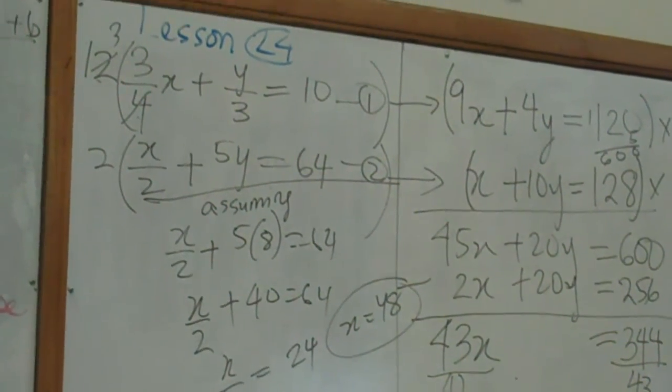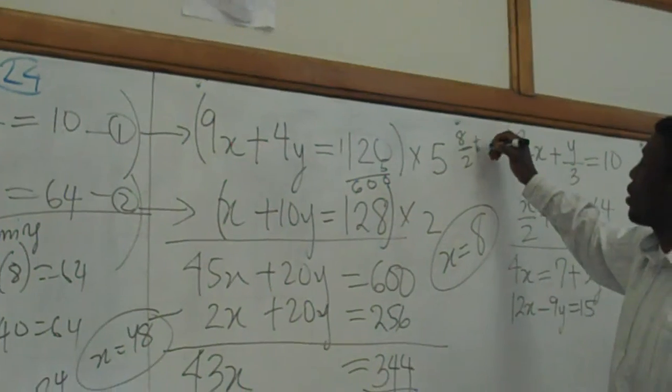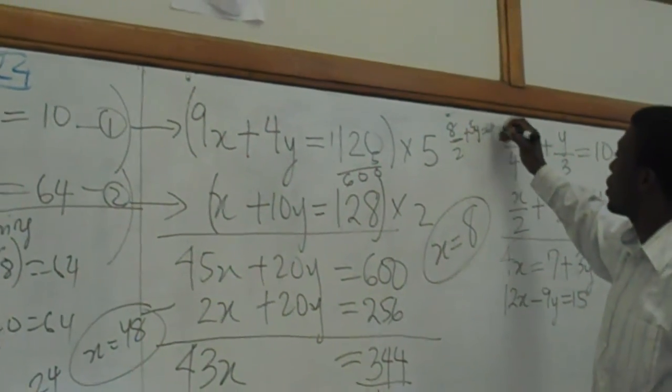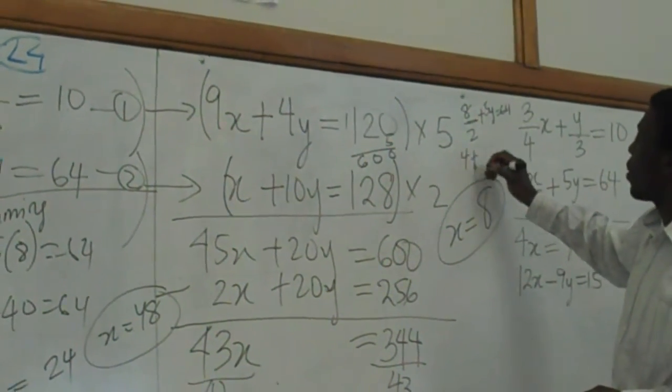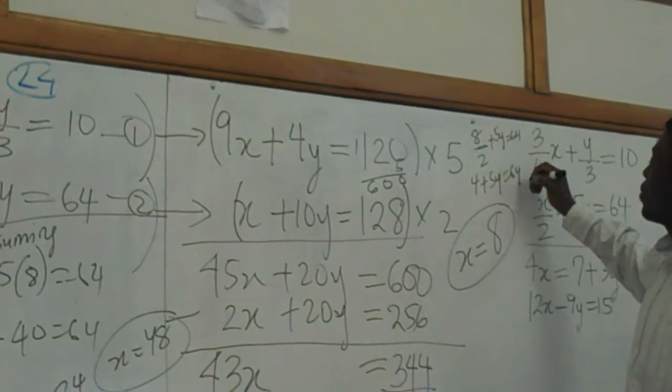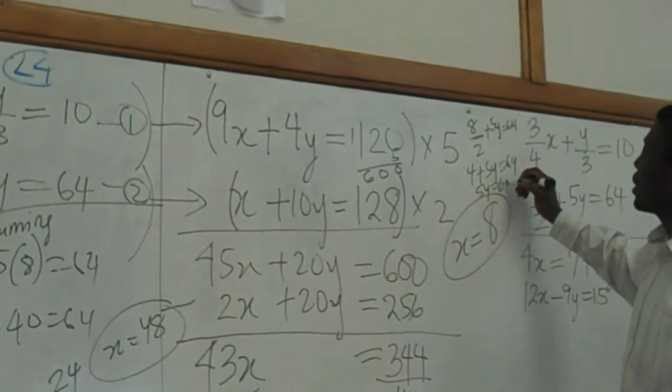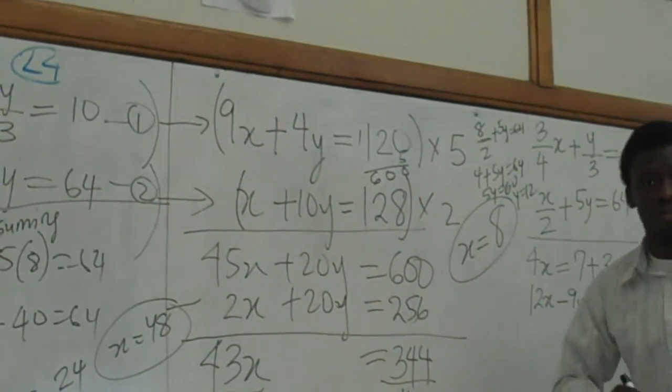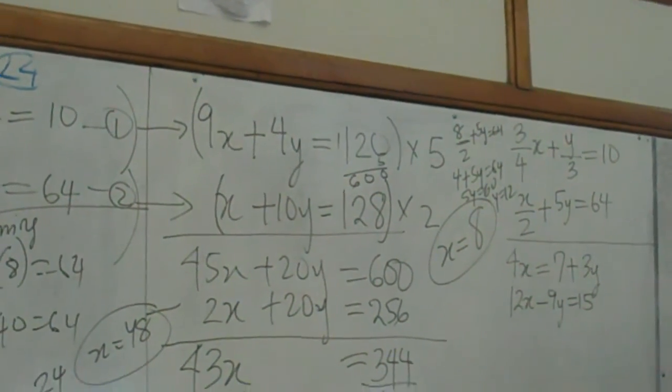So we have 8 over 2 plus 5y is equal to 64. So 4 plus 5y is equal to 64. 5y is equal to 60. Y is equal to 12. That's how you do that problem. Okay?